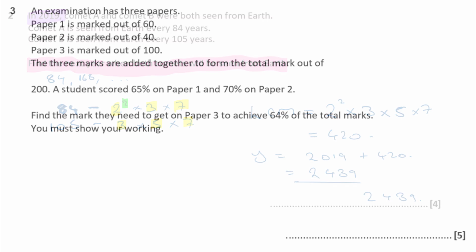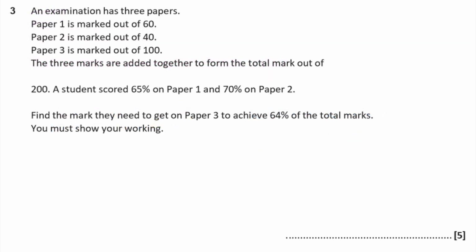2439. Question 3, an examination has 3 papers. Paper 1 is marked out of 60, paper 2 is marked out of 40, paper 3 is marked out of 100. The 3 marks are added together to form a total mark out of 200. A student scored 65% on paper 1 and 70% on paper 2. Find the mark they now need to get on paper 3 to achieve 64% of the total marks. You must show your working.